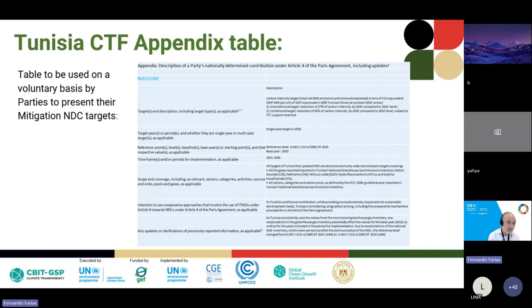So I think if you go to this example and you check the NDC of Tunisia and the CTF table, you will find there is a good correlation between the information, and it doesn't present distorted information between one and the other.